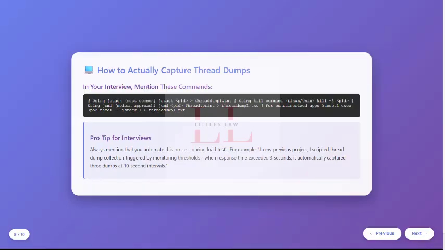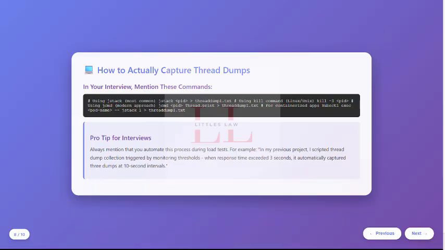And here is an important one for today's world. If you're working with containerized applications in Kubernetes, you would use kubectl exec to run jstack inside the container. But here is the pro tip I want you to mention in your interview. In real projects, you should automate this process.